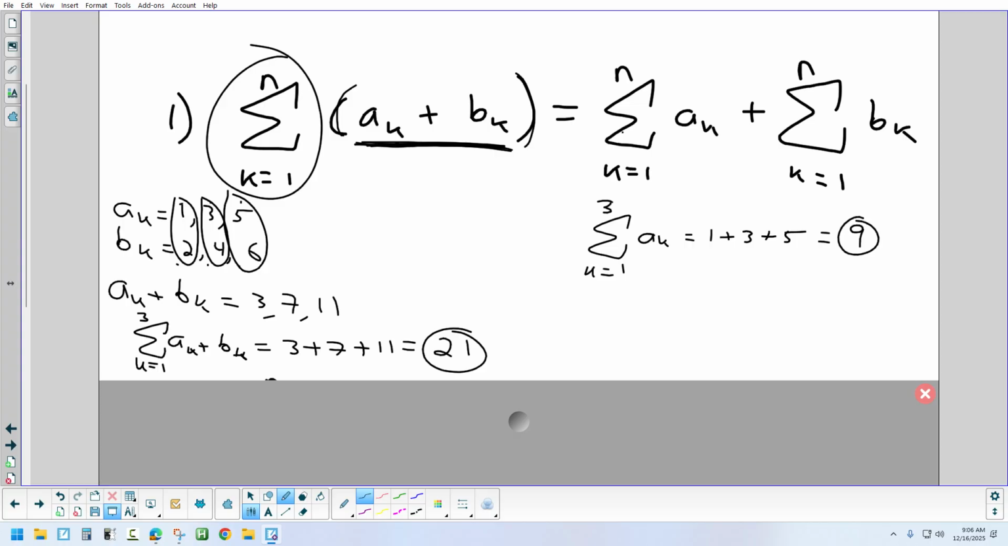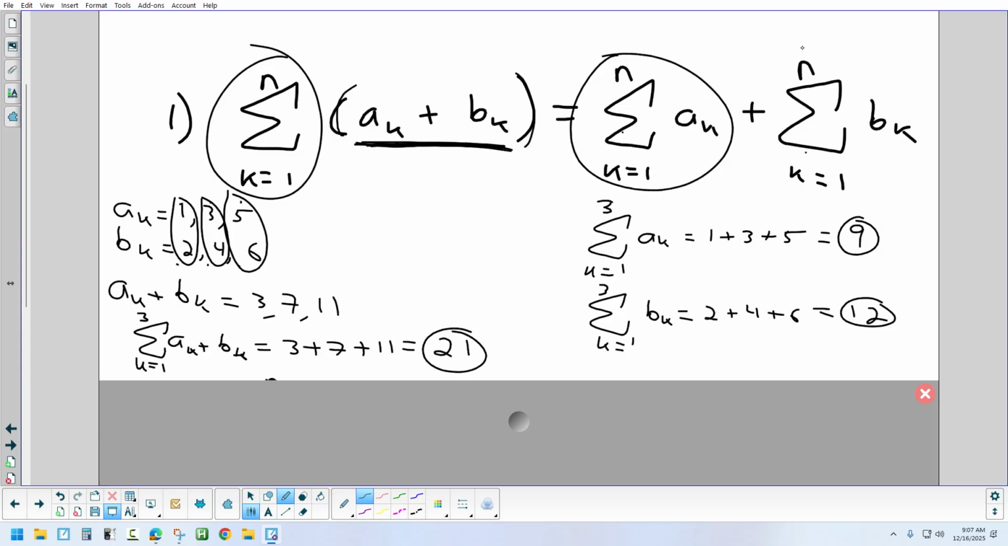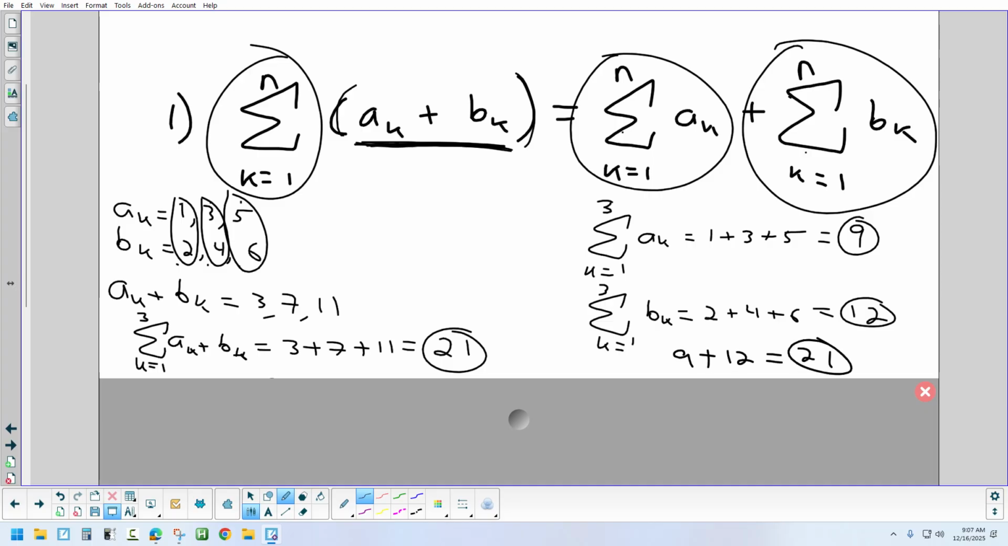And then it says to add up everything in sequence B. Again, it's only from 1 to 3 because there's only 3 terms in it. That's why it's 1 to 3. So sequence B are the numbers 2, 4, 6. What does 2 plus 4 plus 6 add up to? 12. Now it says to take what you got here and then take what you got here and add them together. So that's 9 plus 12, which is 21.